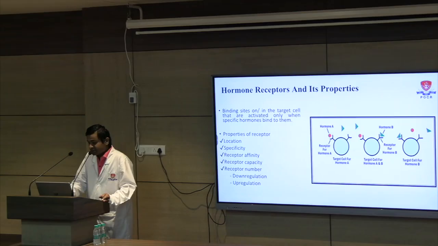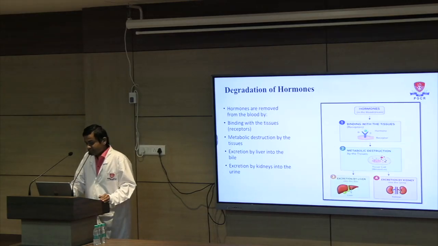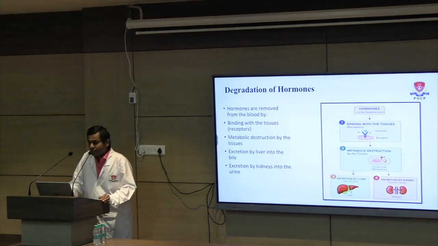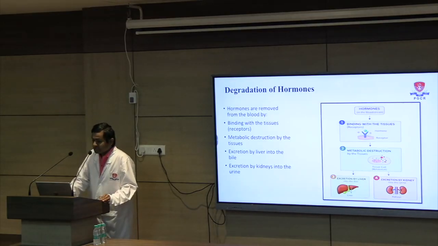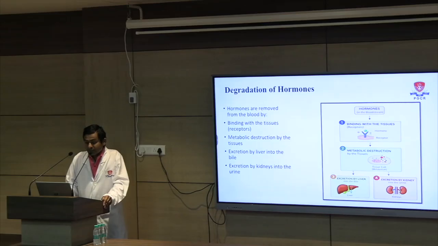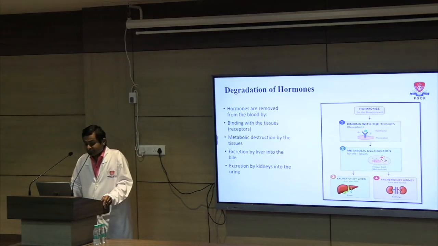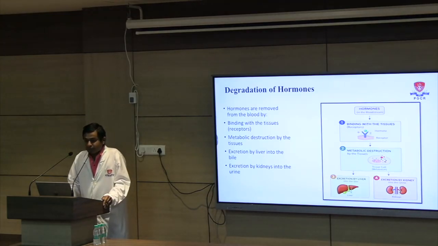They have certain properties: their location, specificity, affinity, receptor capacity and receptor number. Receptor number can be upregulated and downregulated depending on the concentration of the hormone present in the body. In upregulation, the number of receptors will increase, and in downregulation, they will decrease, by feedback. After the hormone has exerted its function on the specific target cells, it is degraded and removed from the body, either by binding with tissue receptors, by metabolic destruction in the tissues, by excretion by the liver into the bile, or through urine by the kidneys.